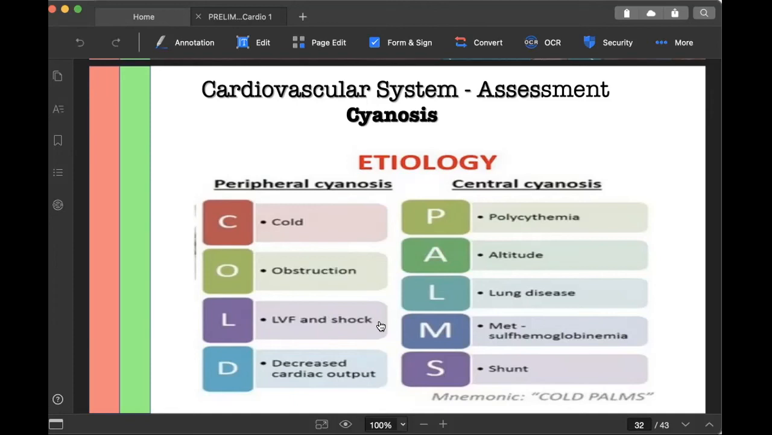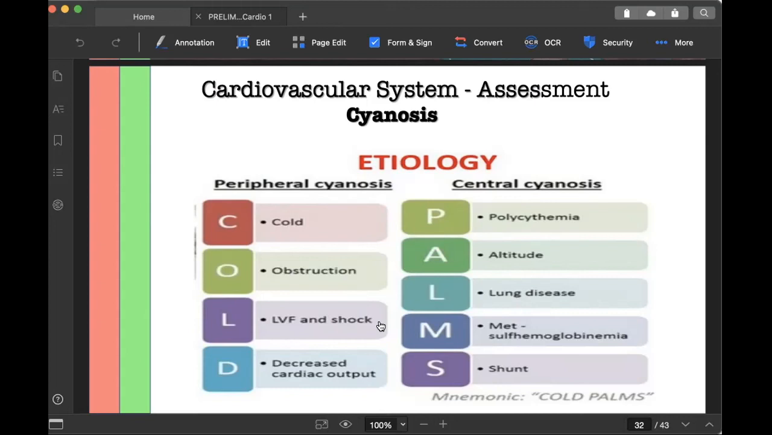Mnemonics, cold palms. Okay, so we have your peripheral and your central cyanosis. Central cyanosis is generally distributed and best found by examining the mucous membranes for discoloration and duskiness, and reflects reduced oxygen concentration. Peripheral cyanosis, meanwhile, is localized. It can be seen on the extremities, on our hands and on our feet. Okay, it can also be seen sometimes on the ears, on the lips, and on the nose.